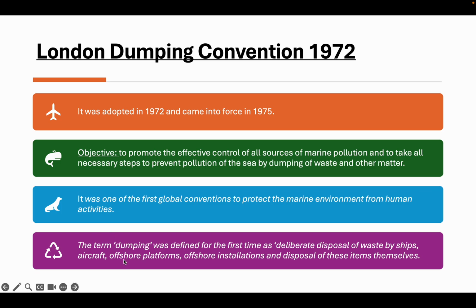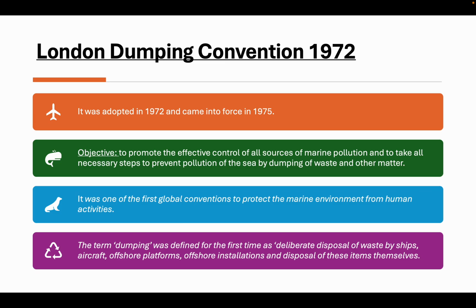The term dumping, this you also have to write. The term dumping was defined for the first time as deliberate disposal of waste by ships, aircraft, offshore platforms, offshore installations, and disposal of these items itself. So it means the deliberate, intentional disposal made by all the ships, aircraft, and offshore platforms and installations. Whoever makes a deliberate or intentional disposal of anything, that will be called dumping, including the disposal of these items itself.